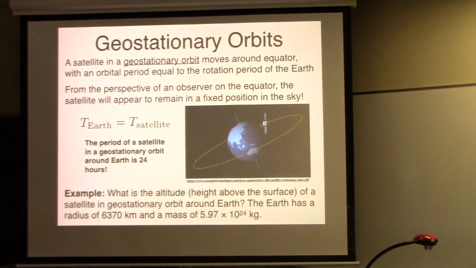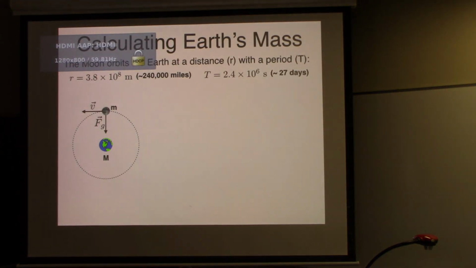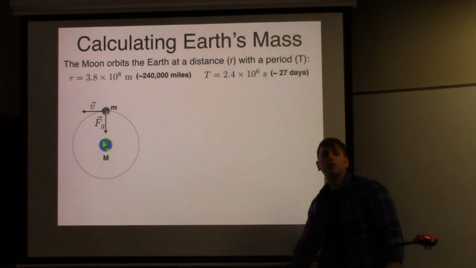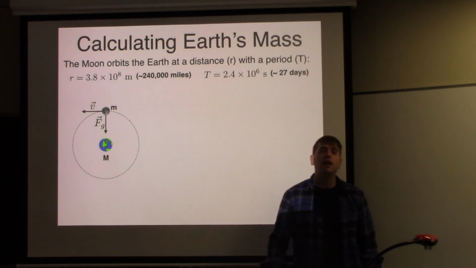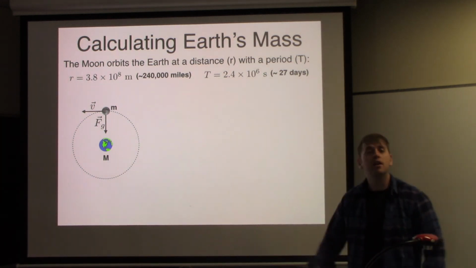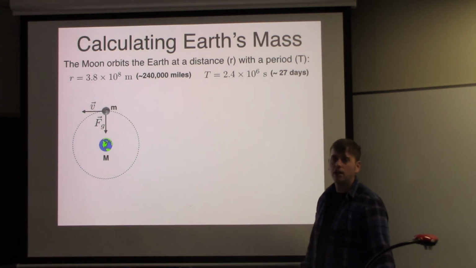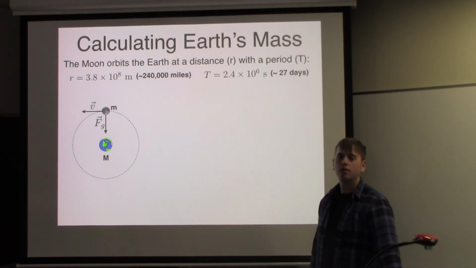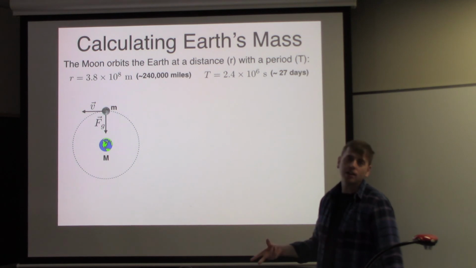Okay, so that does it for geostationary orbits. The next thing we're going to do is calculate the mass of the Earth. Throughout this lecture I've been saying the mass of the Earth is just 5.97 × 10^24 kilograms. How could I possibly know that?